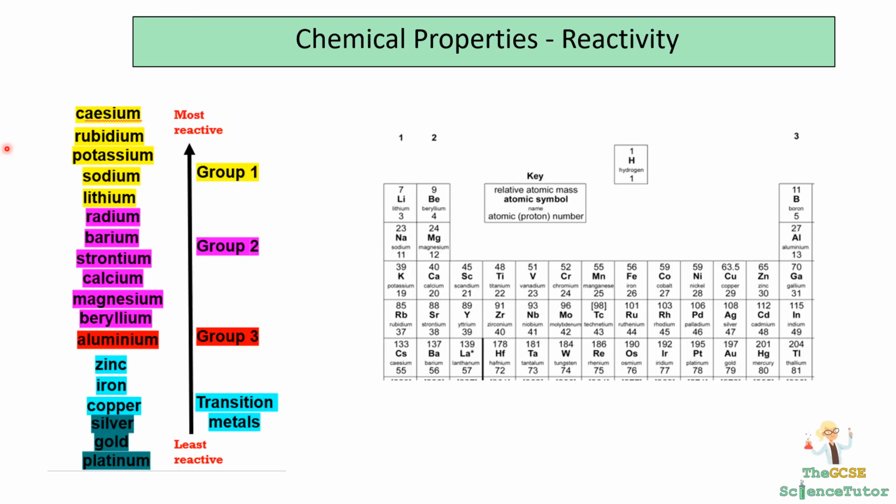Group 1 metals are found near the top of the reactivity series, with caesium being the most reactive. Below Group 1 are Group 2 metals and Group 3 metals, with the transition metals found at the bottom of the reactivity series, meaning they are the least reactive metals. In fact, silver, gold and platinum are found at the bottom, and they are made into jewellery for that reason, because they don't react with water or only very, very slowly with the oxygen in the air.